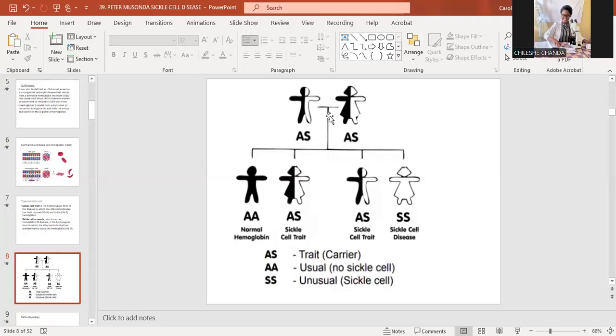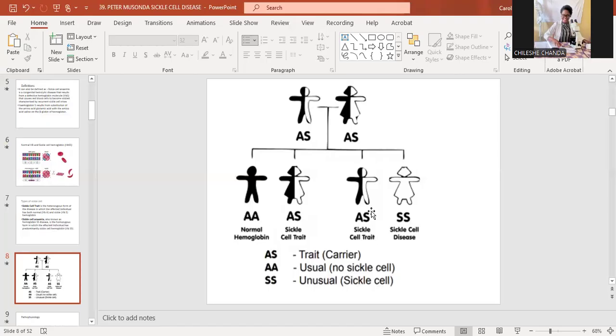On the other hand, if a child inherits a normal HB from the father and the SHB from the mother, they will end up having the trait. So this child here has the trait, and this child here has the trait, and this child will end up being a normal child without either the trait or the disease. They will inherit the normal hemoglobin A from the father and the normal hemoglobin A from the mother, and they'll end up being normal.